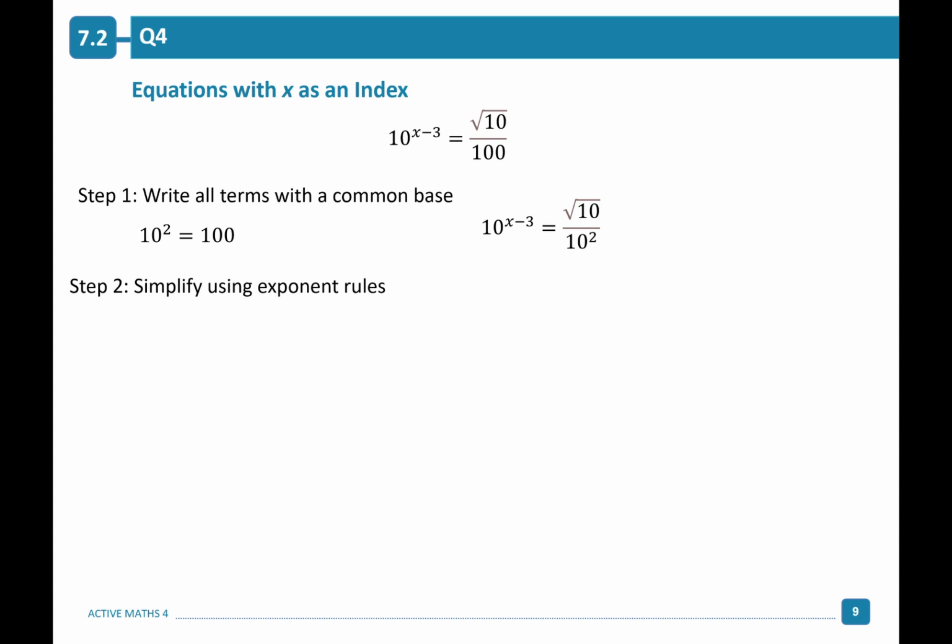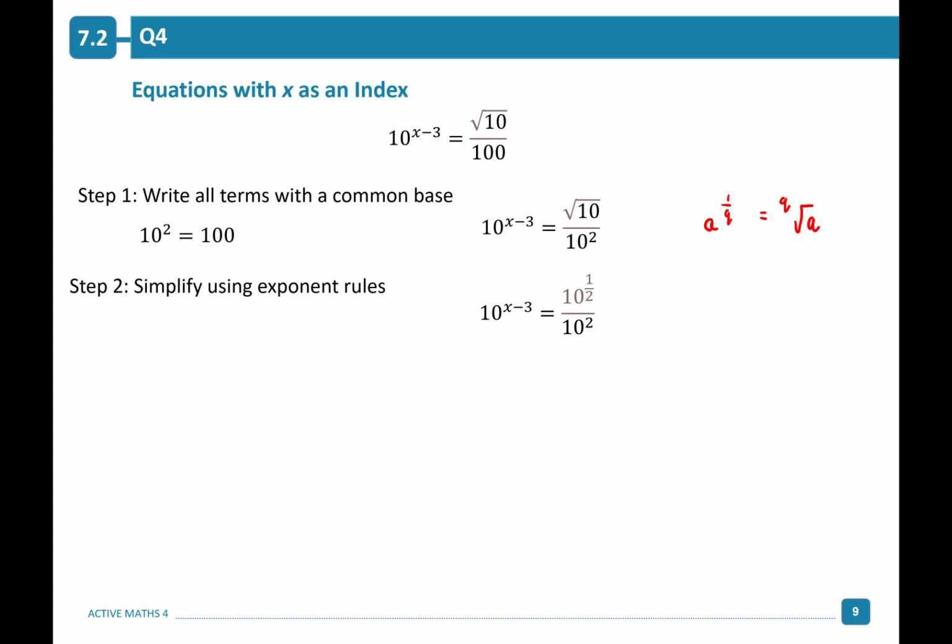Step 2. Use your indices rules to simplify your equation. We're going to start off with rule 6. Root 10 can be written as a fraction. That's 10 to the power of a half. This leaves us with 10 to the power of x minus 3 equals 10 to the power of a half divided by 10 squared. So that's our rule 6. A to the power of 1 over q is equal to q root a. So I change my surd into an exponent.